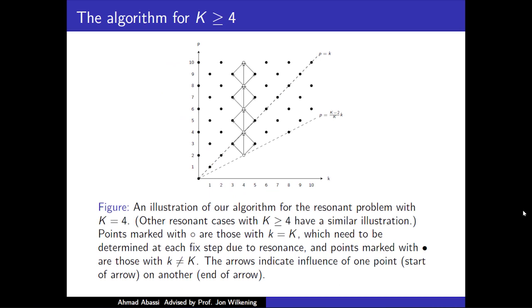This is an illustration of the algorithm for k greater than or equal to 4, where at each fixed step we need to solve a linear equation to compensate for the main equation of the problem breaking down due to resonance, and the arrows indicate the directions used in the perturbation updates.